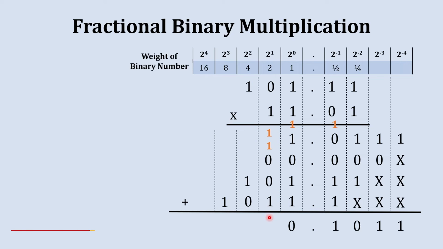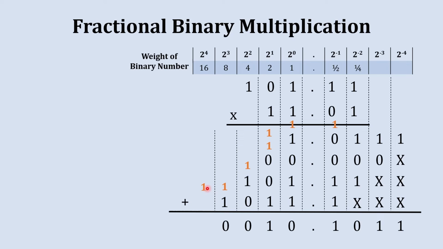Now we'll add this column. When we add 1 plus 1, the sum is 0 and carries 1 to the next column. Now the 0 of the summation of these two 1s, we'll add that 0 with this 1. So 0 plus 1 gives us 1 in summation. And now we'll jump to the next column. 1 plus 1, the sum will be 0 and carries 1 to the next column. 1 plus 1, the sum is 0 and carries 1 to the next column.